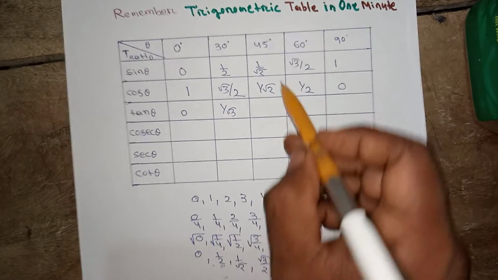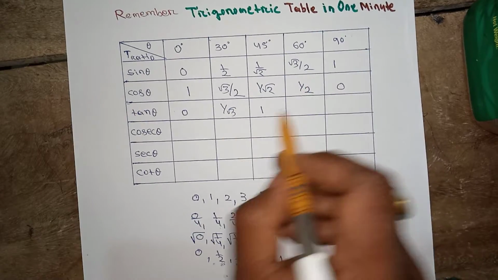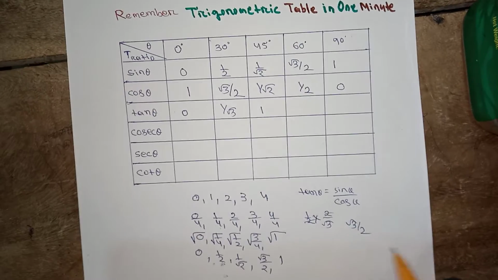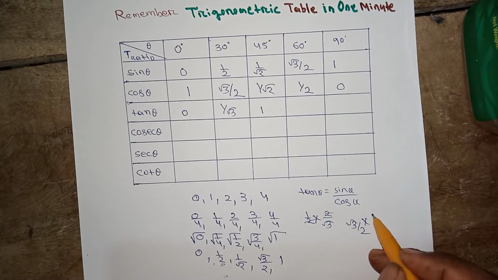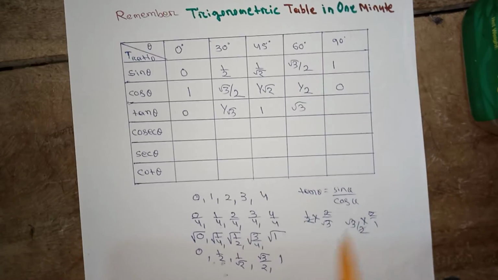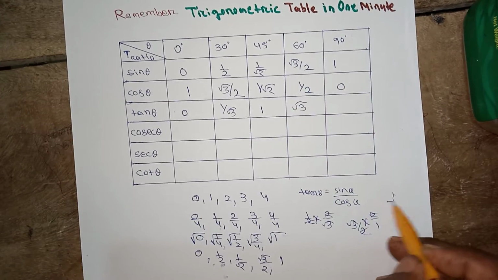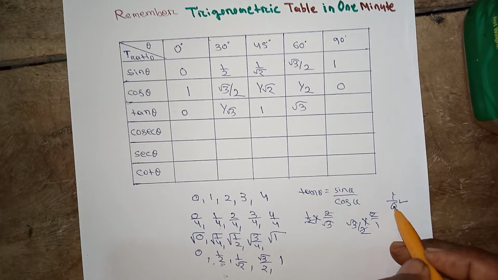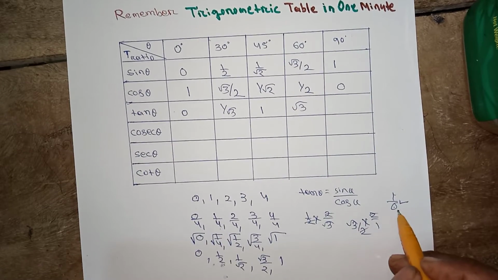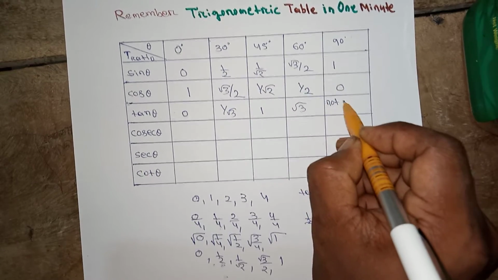Then tan 45, 1 by root 2 divided by 1 by root 2, which is 1. Tan 60, root 3 by 2 divided by 1 by 2, or multiply by the reciprocal of 1 by 2, 2 by 1, which is root 3. Tan 90, 1 by 0. When the divisor is 0, it is meaningless, so it cannot be defined. So write it as not defined.